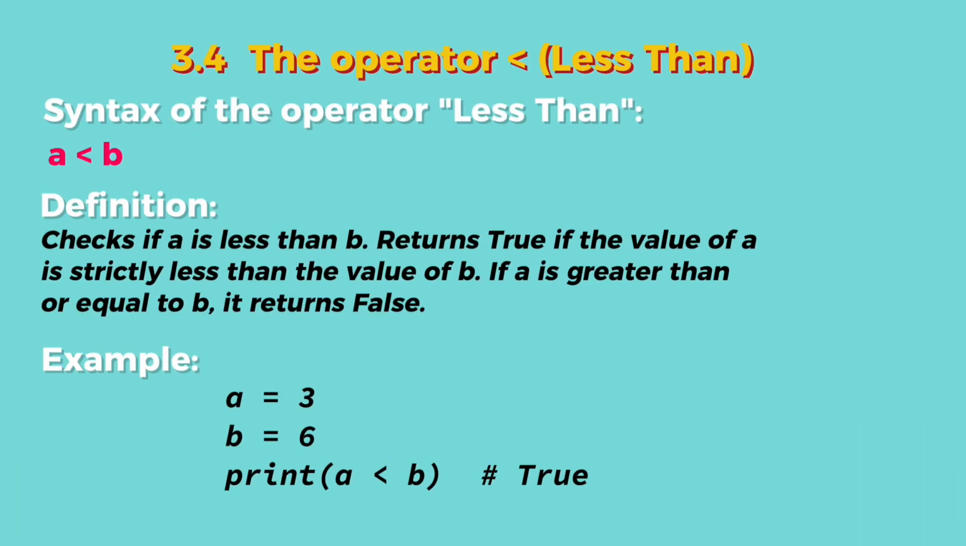Less than is the opposite of greater than. It returns true if the value of A is strictly less than the value of B. If A is greater than or equal to B, it returns false. In this example, we assign 3 to A and 6 to B. So A less than B gives you true, because 3 is less than 6. Here's how Python executes this code.